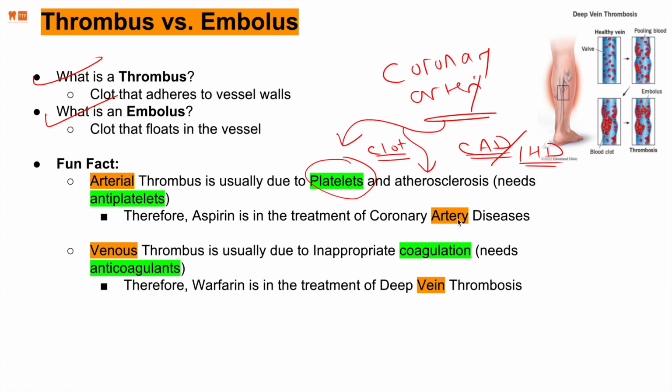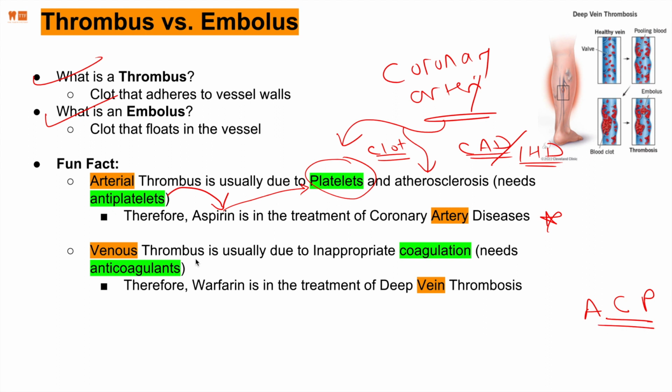Therefore, you need antiplatelets if platelets are the cause. Therefore, aspirin is a treatment for coronary artery disease. Aspirin is an antiplatelet mechanism. Remember, whenever platelets cause this type of a clot in an artery, we give antiplatelets. Keep that in mind. Artery, clot, antiplatelet.